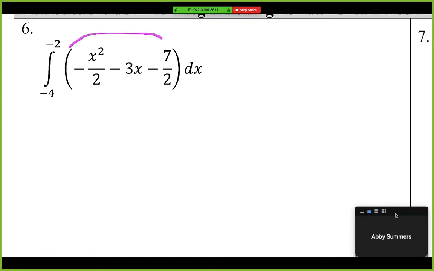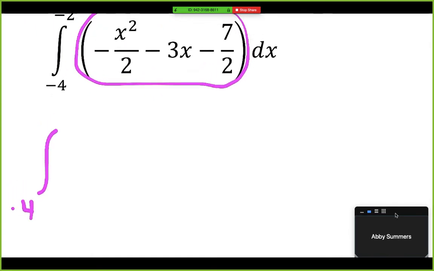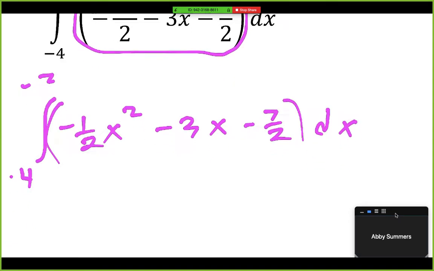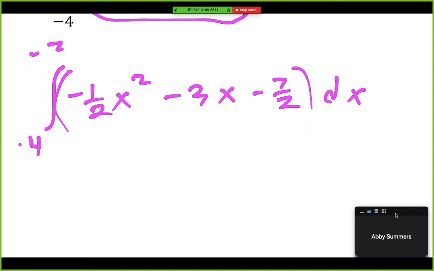You still need to rewrite these before you dive into it. So my favorite thing to do is pull fractions up front. I really just like a number times x to a power, if at all possible. So we'll go negative 4 to negative 2, and I'll call this negative 1/2 x squared, and then minus 3x, the minus 7/2. That's fine, or you can call it 3.5 if you like. Nothing fancy. But that just got me set for my power rule.